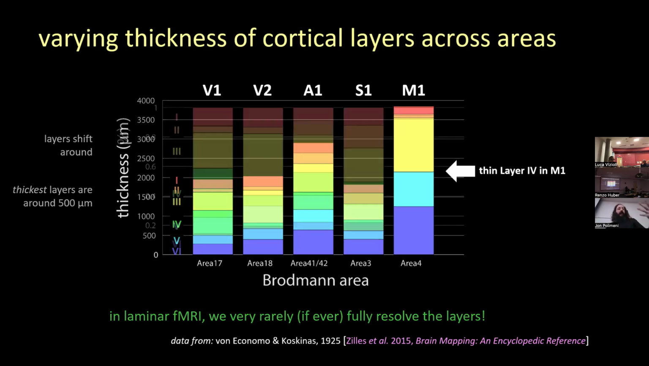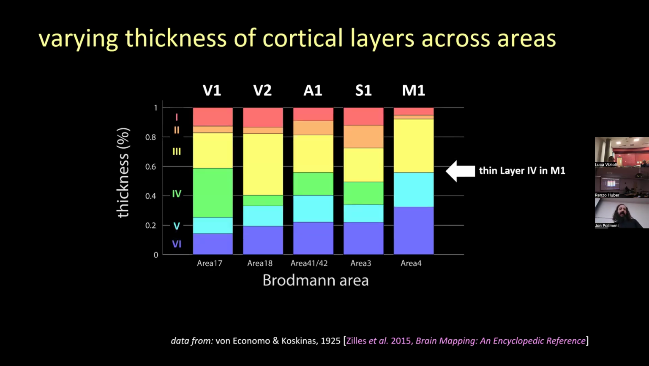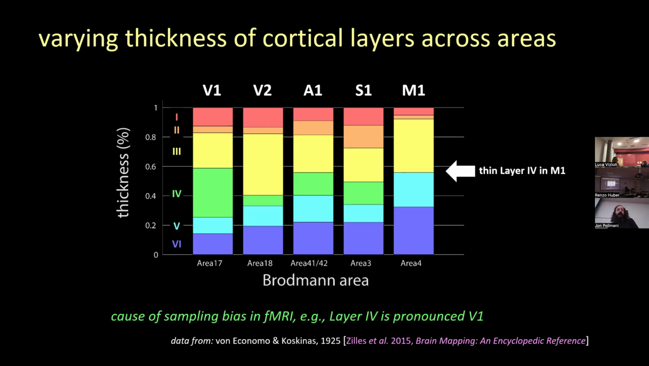Now, if I normalize this by cortical thickness, we can see again how thick layer 4 is in V1 compared to the adjacent cortical area V2. What this tells us is that if we're using a fixed resolution for our laminar fMRI, we may get a bias towards seeing more activity from layer 4 in V1 compared to the adjacent cortical area V2. And so this is a source of sampling bias, because layer 4 thickness varies quite a lot across cortical areas.